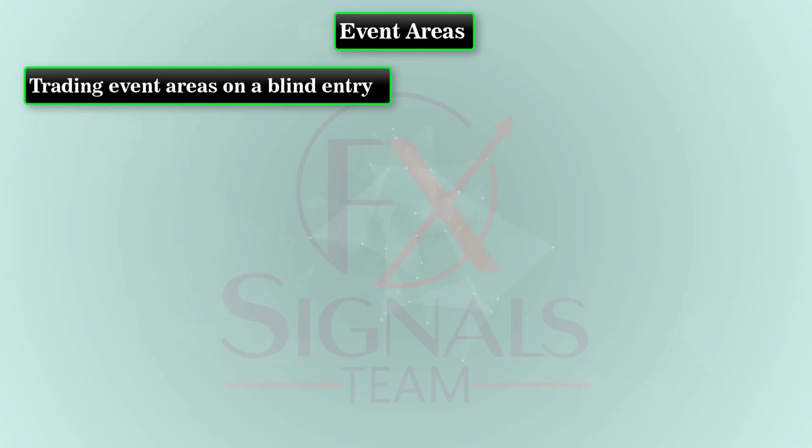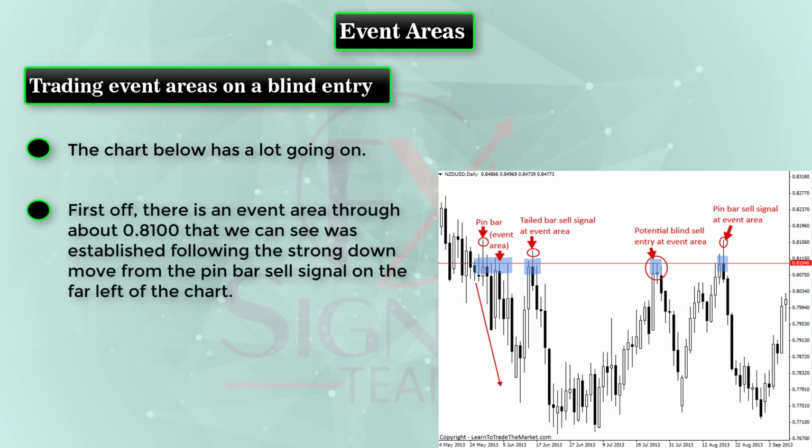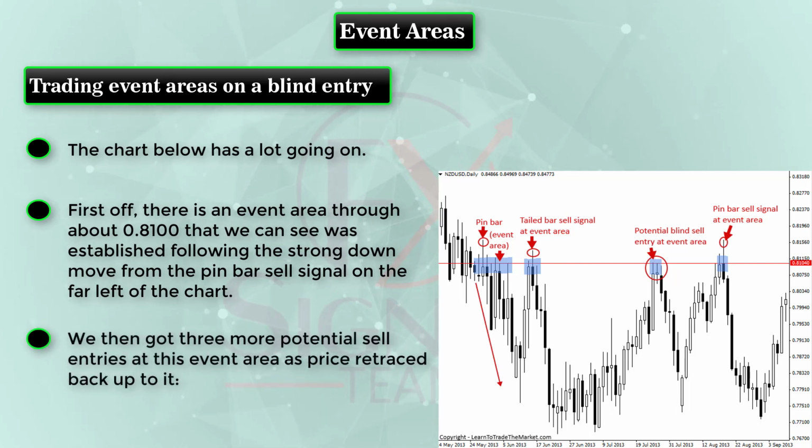Trading event areas on a blind entry. The chart below has a lot going on. First off, there is an event area through about 0.8100 that we can see was established following the strong down move from the pin bar sell signal on the far left of the chart. We then got 3 more potential sell entries at this event area as price retraced back up to it.